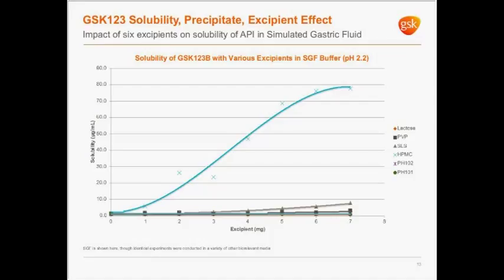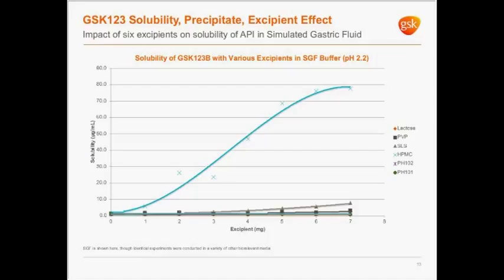In this slide, what we're looking at is the drug concentration in simulated gastric fluid when 6 different formulation excipient powders are added to each vial. Clearly, the drug is not very soluble in SGF. Even as we add large portions of excipient, the solubility remains largely unaffected. However, there is clearly one trend that is different from the other 5, and it's HPMC.